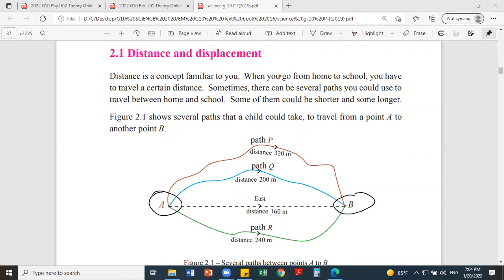The shortest path is 160 meters from west to east. So this side is west, and this side is east. There's a definite direction, and the distance traveled is 160. If you have the printout of the textbook, you can mark this with a pencil. What is this called? This is called displacement.